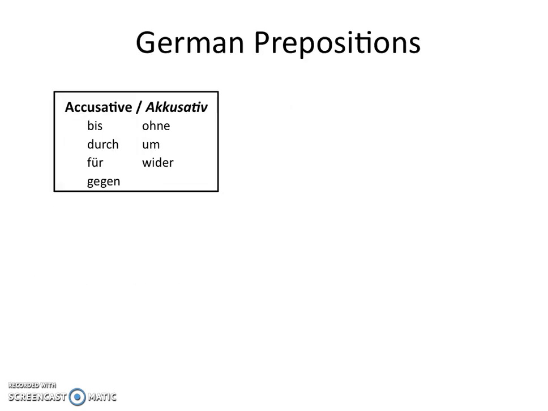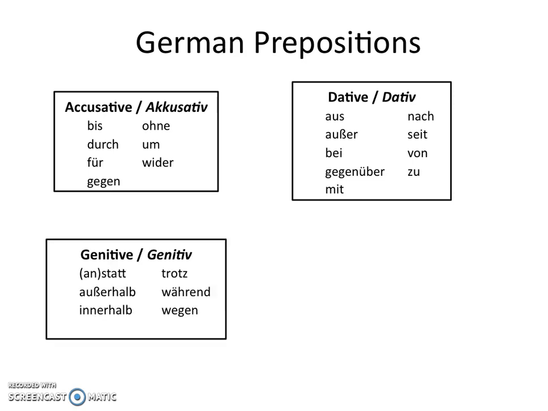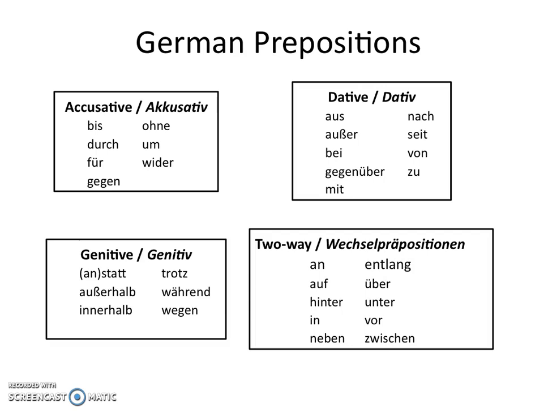As you may remember, there are several kinds of prepositions in German. There are accusative prepositions, dative prepositions, genitive prepositions, and two-way prepositions. Prepositions in this last category take either the dative or accusative case based on their meaning in the sentence. Today we are going to focus on Wechselpräpositionen, so let's review which prepositions are in this two-way category and what they mean.